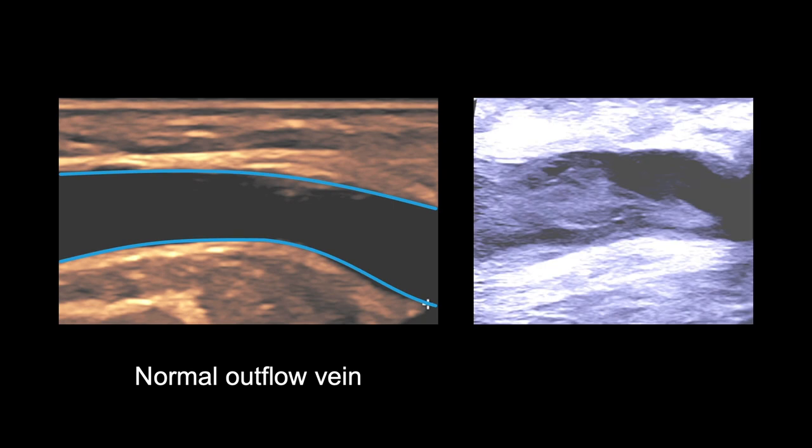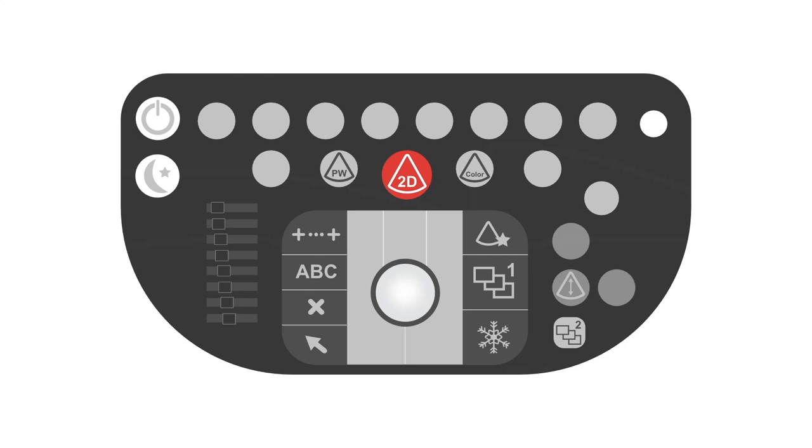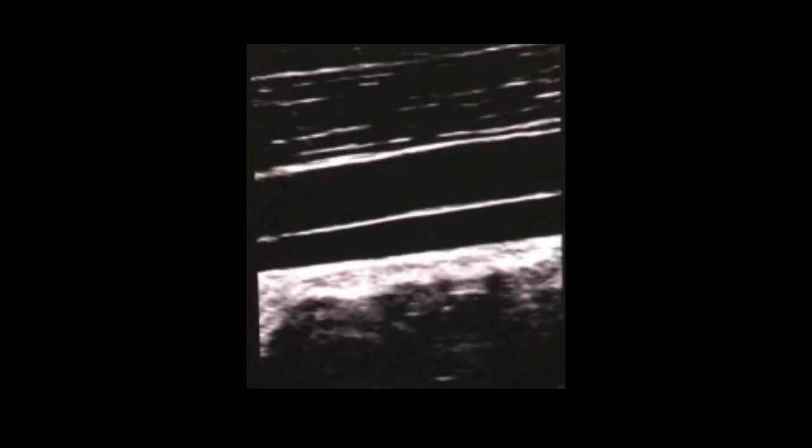This second image shows an outflow vein containing clot, which appears as a gray tone. When using the 2D option, you will need to adjust the brightness settings. When the brightness is turned too low, the image will appear black, as shown in this video. When turned too high, gray and white tones appear and can be mistaken for artifact. The brightness should be set somewhere between these two extremes.